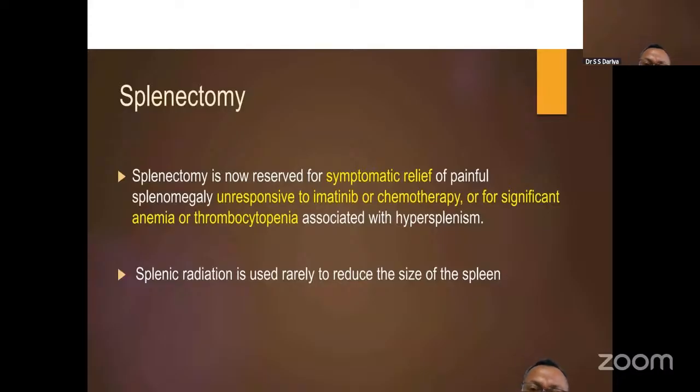Splenectomy, when should we prefer it? This is reserved for symptomatic relief of painful splenomegaly which is unresponsive to imatinib or chemotherapy, or for significant anemia or thrombocytopenia associated with hypersplenism. If all these are present, then we should plan for splenectomy. Splenic radiation is used rarely to reduce the size of the spleen. Rather than choosing radiation to reduce the size of the spleen, we prefer splenectomy.